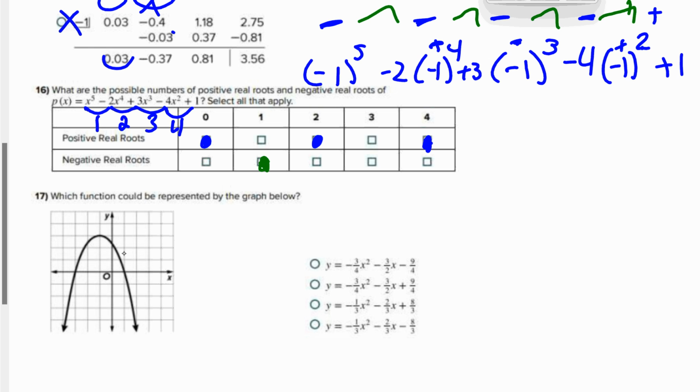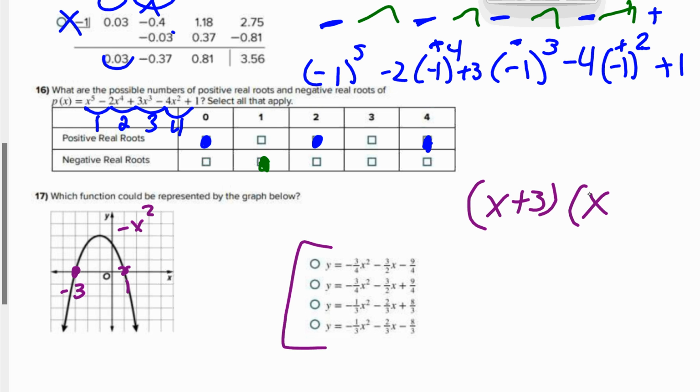Okay, looking at graphing this and which one of these represents it. We notice that it faces down, so we can see that there's a -x squared there, some sort of quadratic, and it's negative, which all of those are, so we can't throw any out right now. But we see that we have x-intercepts at -3 and at 1. So if those are my x-intercepts, that means my factors are x plus 3 and x minus 1.